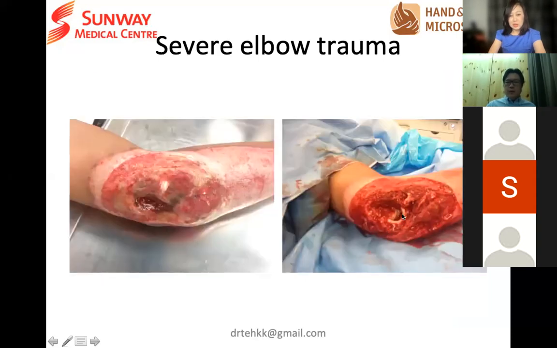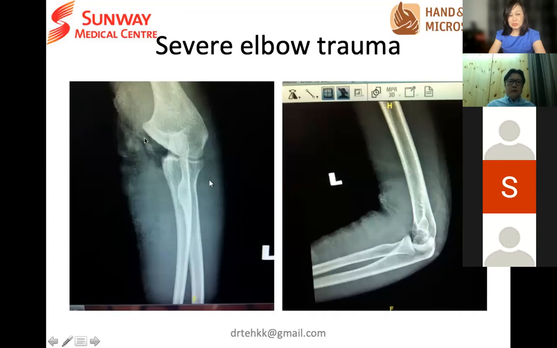That's the elbow joint, and there's no more nerve. So the ulnar nerve is gone. You can see the medial epicondyle is gone. There's no more bone here. The normal medial epicondyle is like this, so there's no more medial epicondyle. Part of the ulna is also gone. So the medial side of the elbow is gone, eaten away by the root.